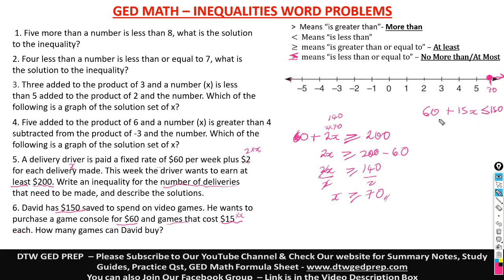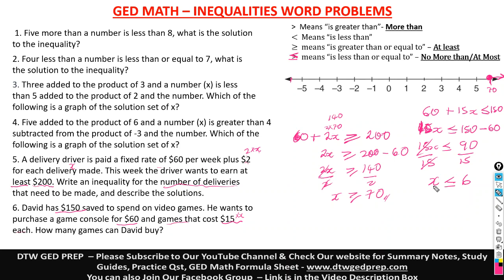All right, so now we solve. So here we have 60. We take 60 to the other side. So we have 15x less than or equal to 150, taking 60 to here, it becomes negative 60. So here we have 15x less than or equal to 150 minus 60, which gives us 90. We divide by 15, divide by 15. Cancel, cancel. We have x is less than or equal to 150 divided by 15, which is 6.